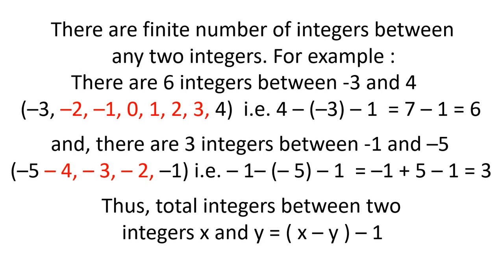Thus, total integers between two integers x and y is equal to x minus y minus 1. If you are called upon to find out the number of integers between any two integers, just take the difference between the two integers, subtract the smaller figure from the larger figure, and then subtract 1 from the result. Whatever answer you get, that will be the total number of integers lying between the two given integers.